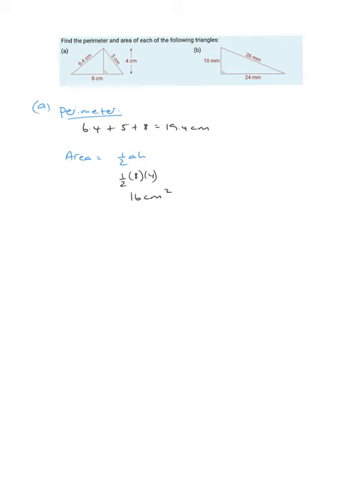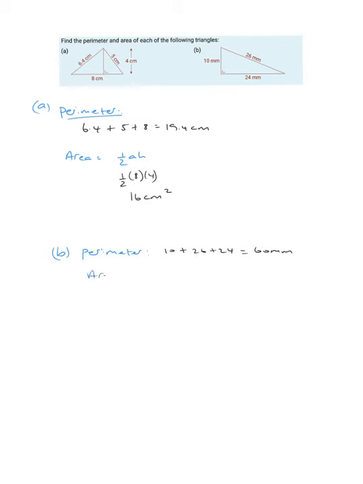Doing the exact same then for part B, they want us to get the perimeter. So perimeter is you add up all the sides. So the perimeter for that triangle then would be 10 plus 26 plus 24. So 10 plus 26 plus 24 is 60 millimetres.